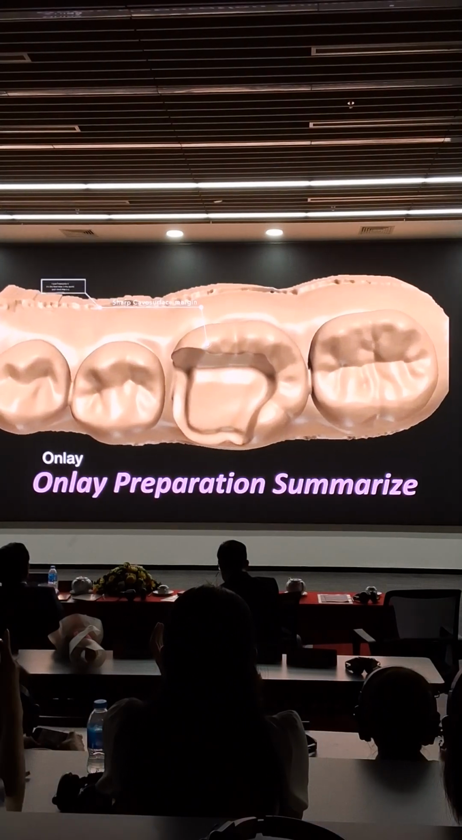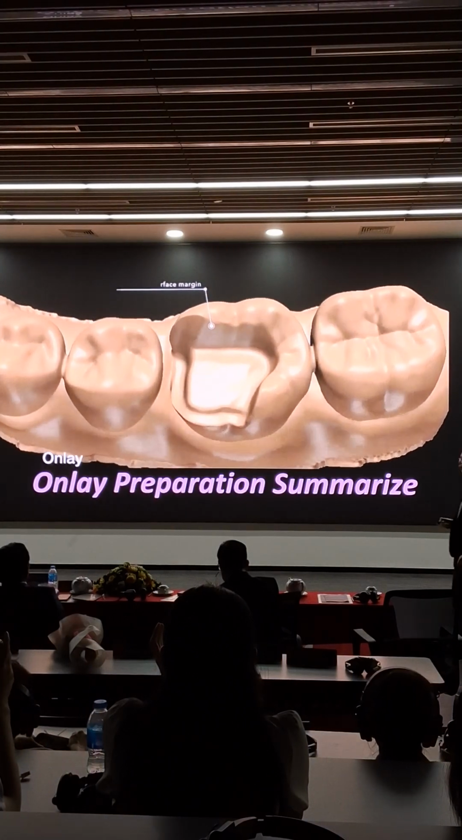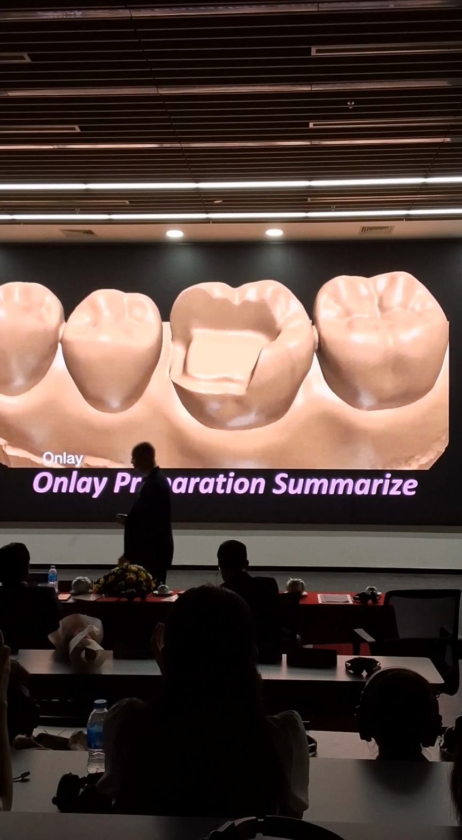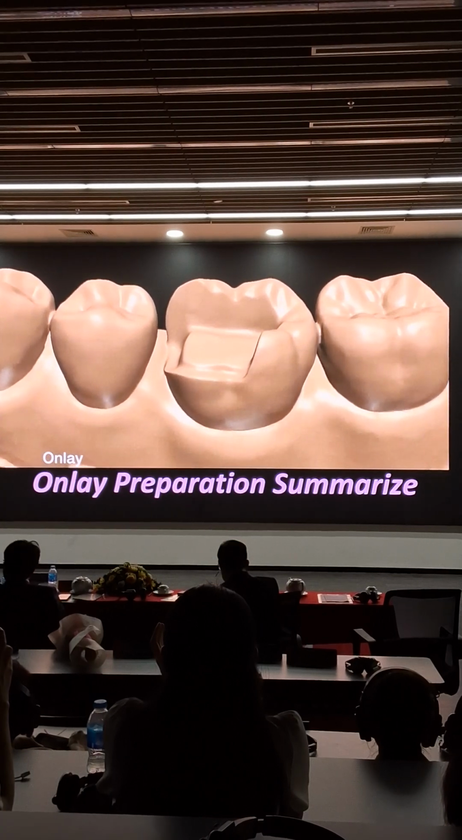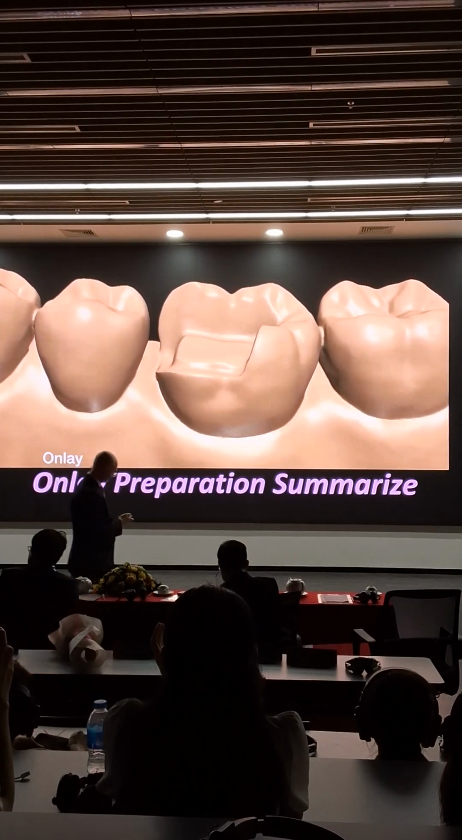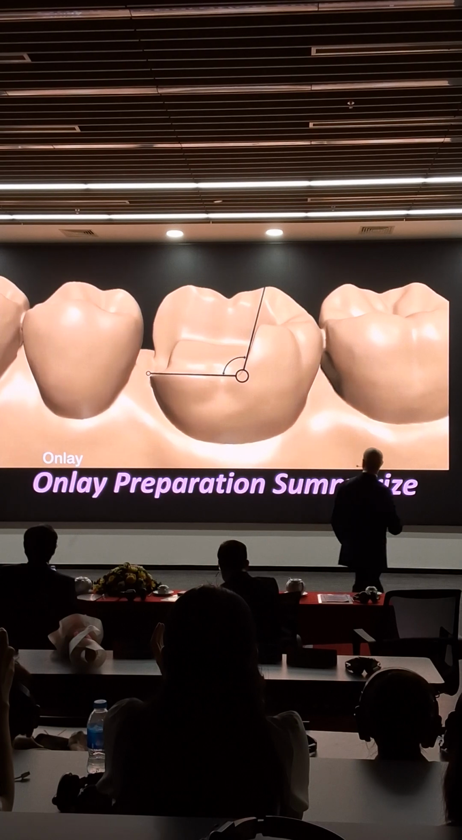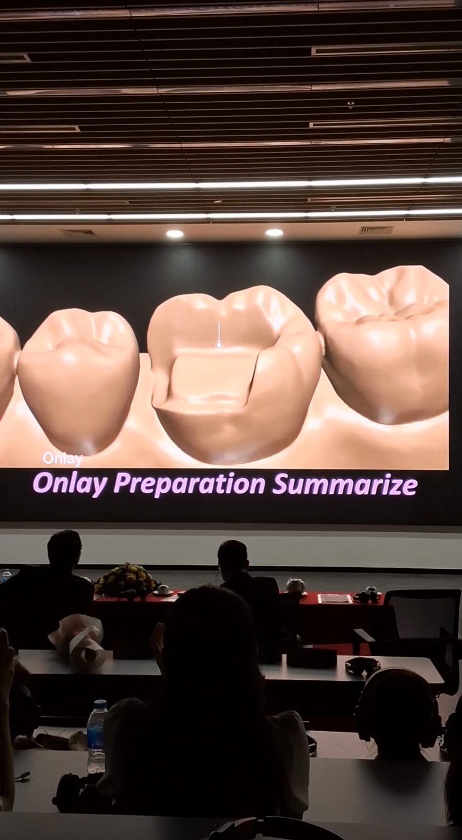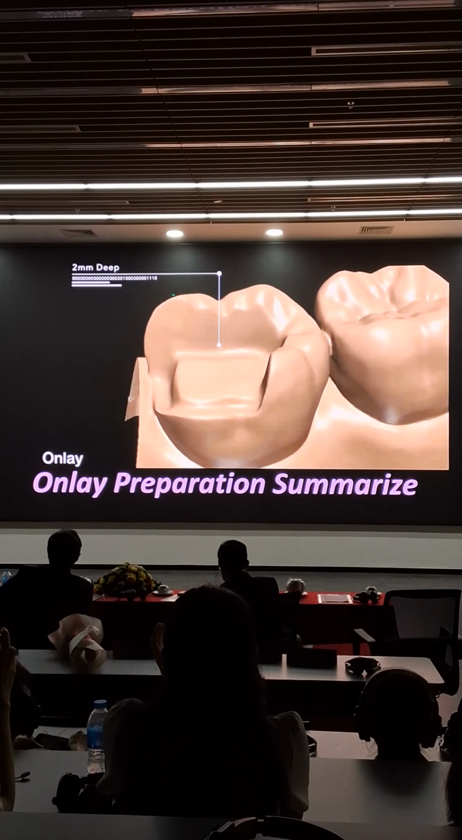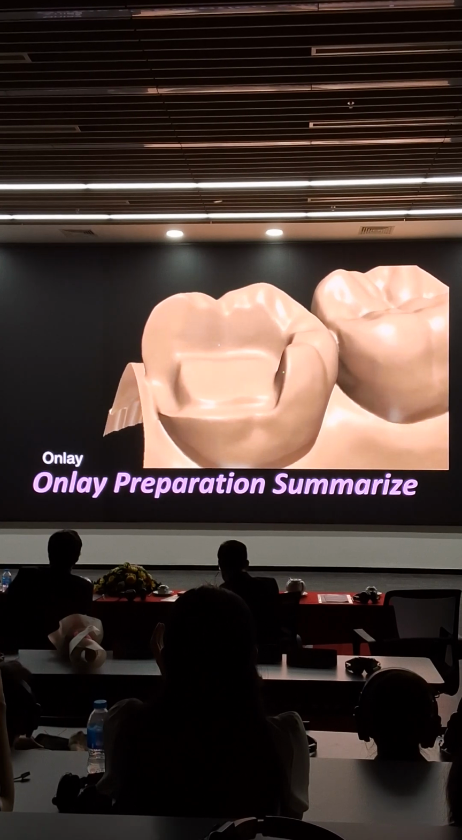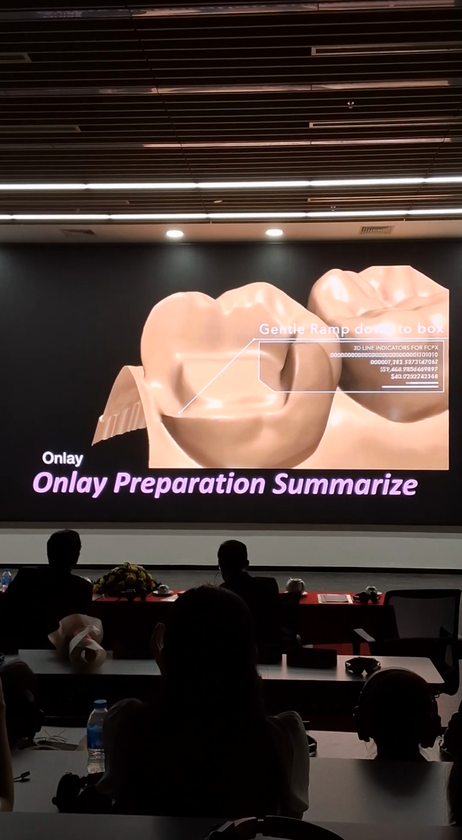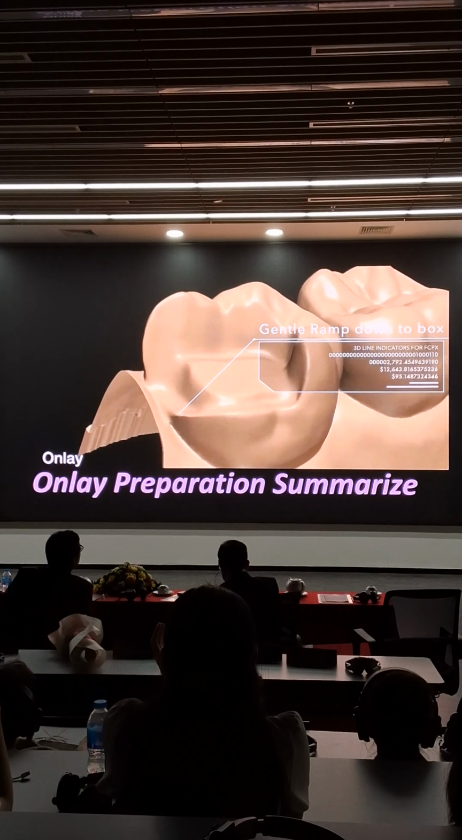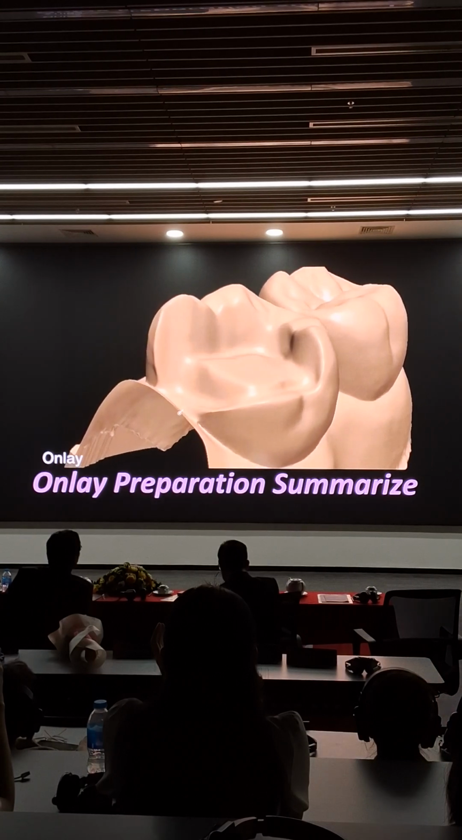Okay. So you can see how the preparation for the bonding looks. Everything needs to be very smooth. When you finish your preparation, this angle here at the border is a sharp angle, but all the angles here need to be smooth before you take your impression.